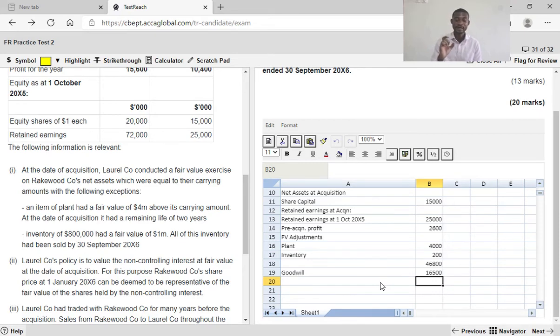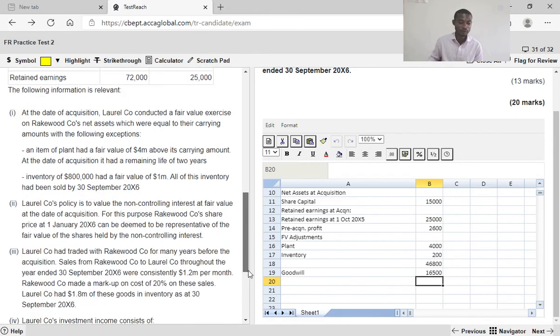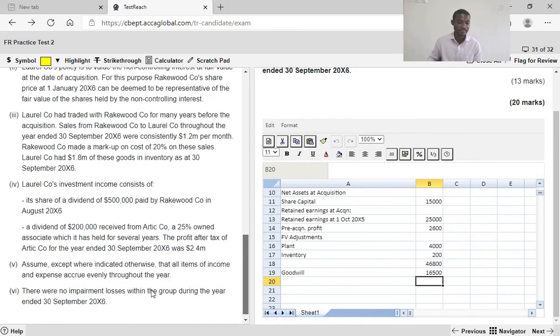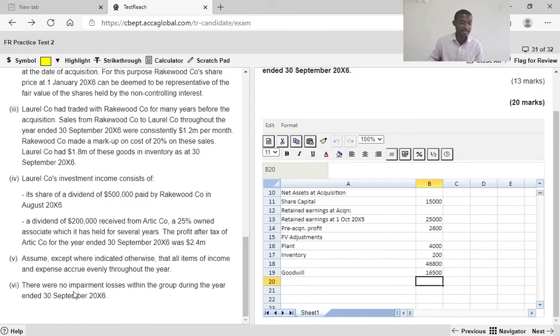Please remember, you have to calculate the consolidated goodwill at acquisition. Another requirement can be to calculate the consolidated goodwill in the consolidated accounts. Now, if you are asked for the consolidated goodwill at the end of the year, it means that if there is any impairment, let's go down to look for impairment information. It is the last information here, note 6. It says that there were no impairment losses within the group. So if there were impairment, you would have come here to say impairment loss, and then you have consolidated goodwill.